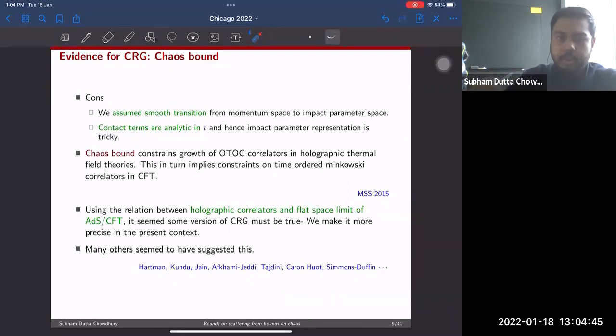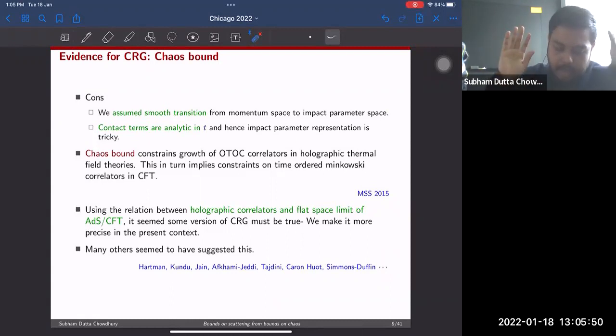The third piece of evidence, which we will expand upon, is something called the chaos bound. What the chaos bound states is that if you look at theories which have a parametric separation in scales between dissipation time and scrambling time, such as holographic systems, the out-of-time-ordered correlators in such systems cannot grow faster than a given rate. That is called the chaos bound. As we will see, this implies constraints on time-ordered Minkowski correlators in CFT. And using the relation between holographic correlators and the flat space limit of AdS/CFT, it seemed to us that some version of this statement must be true, and that's what we have made precise.